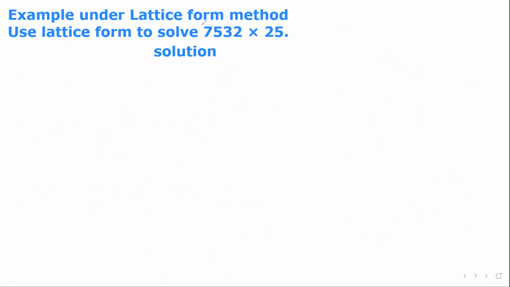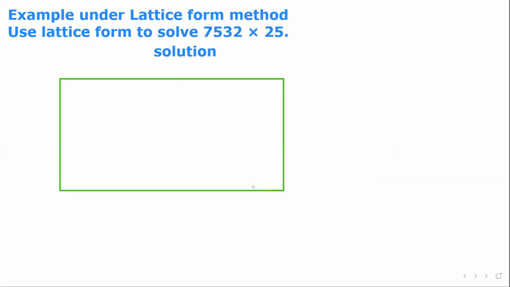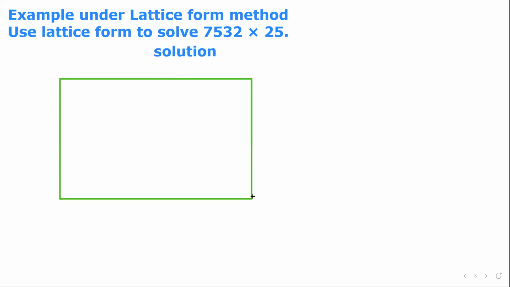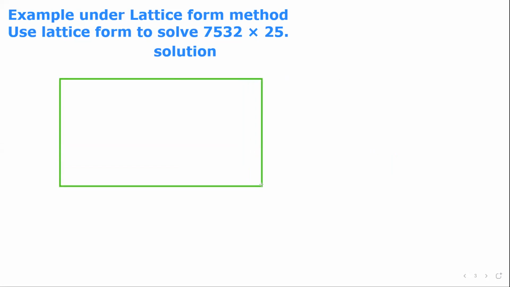Example under lattice form method, or example under lattice method here, is the use of what? The box. So you write your solution here, and it's already been written. So you choose your box. That will be very nice here. Then I have my box here. That will be a very nice box.